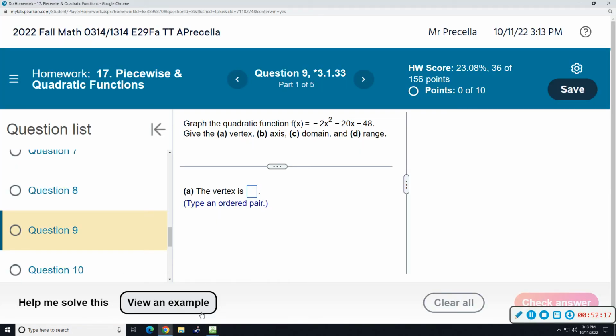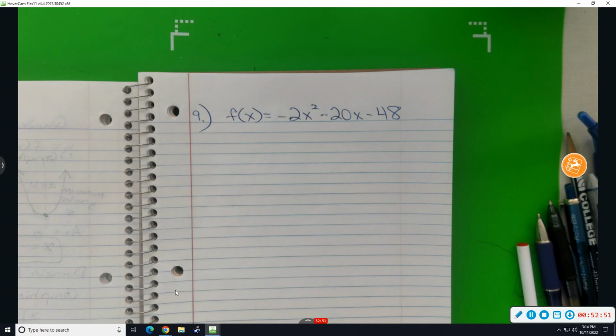This is number 9. Let me write it down. f of x is equal to negative 2x squared minus 20x minus 48. So they want us to find the vertex, axis, domain, and range. And we're drawing the graph. So let's switch it.